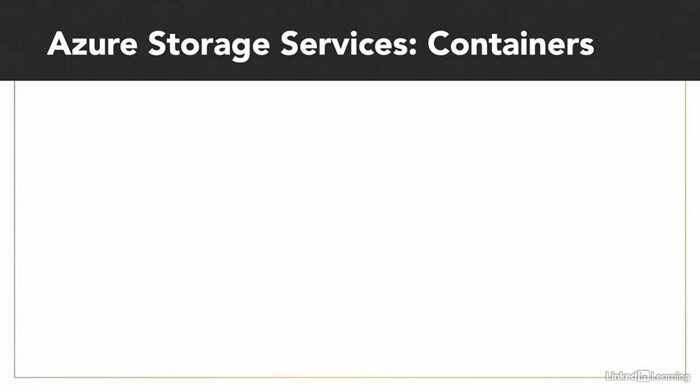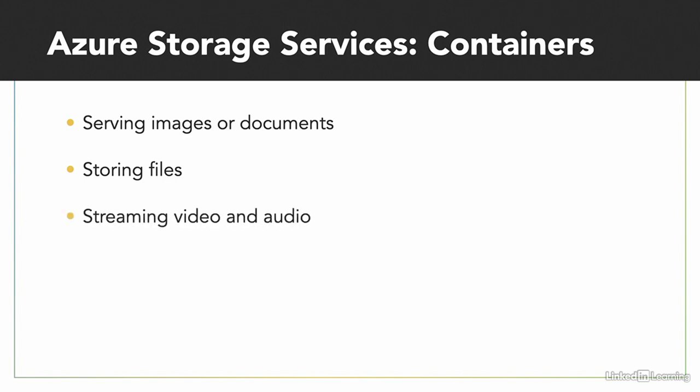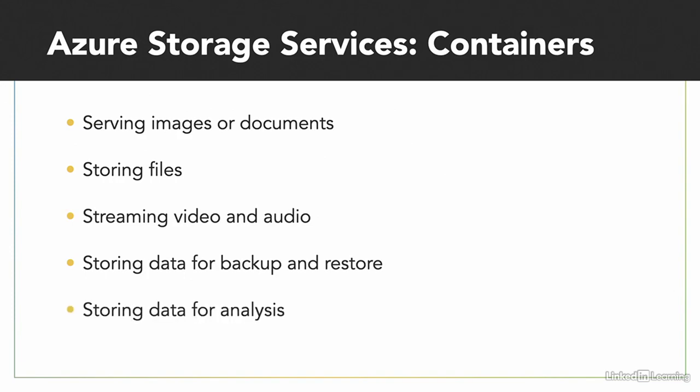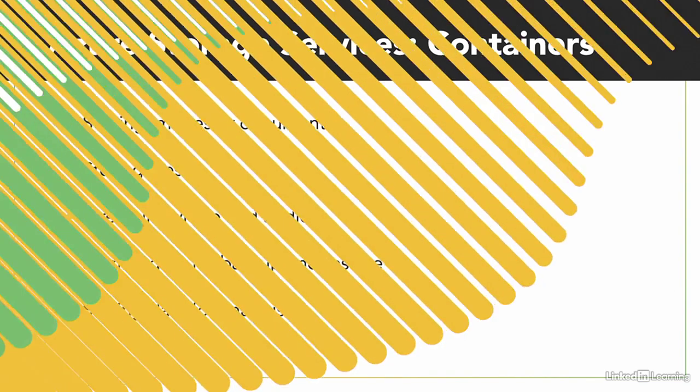Azure Blob Storage is a Microsoft object storage solution for the cloud. Blob Storage is optimized for storing massive amounts of unstructured data, such as text or binary data. Blob Storage is ideal for serving images or documents directly to a browser, storing files for distributed access, streaming video and audio, storing data for backup, disaster recovery, and archiving, and storing data for analysis by an on-premises or Azure-hosted service.